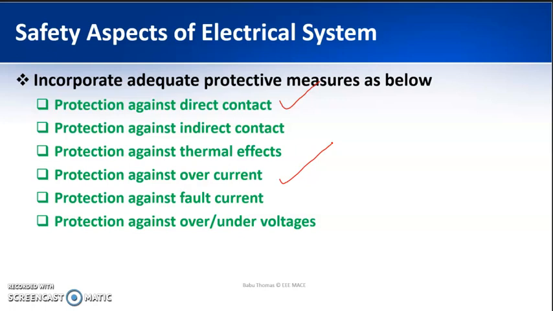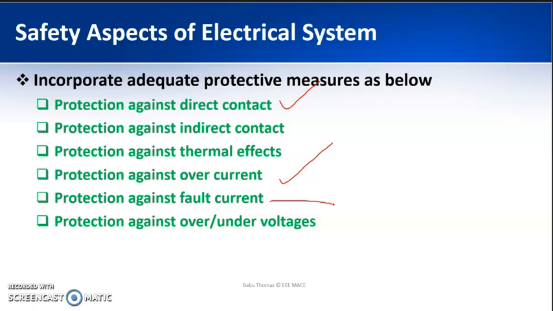And faults are unavoidable. They are likely in any kind of electrical system, and therefore you have to protect the equipment, the conducting parts which are carrying the current, and the operator also. So under any kind of faults, the system should be capable of carrying that particular fault current. And then the last one is the protection against over and under voltages.